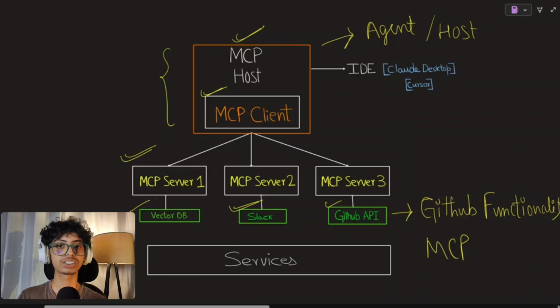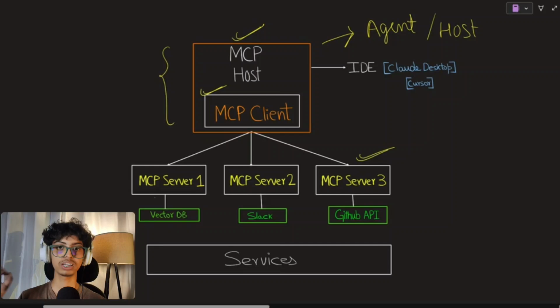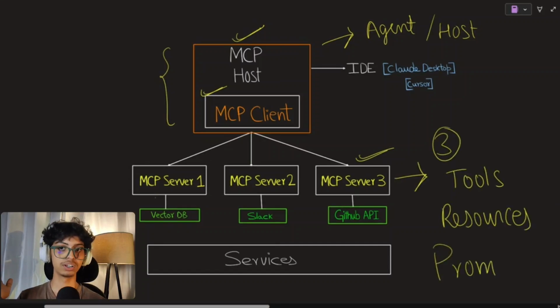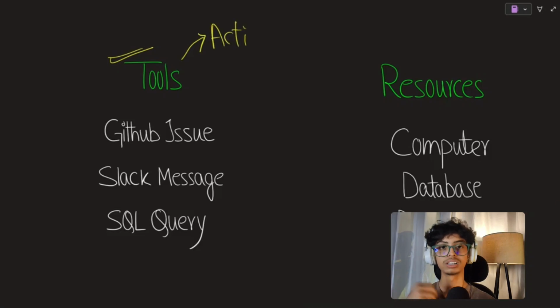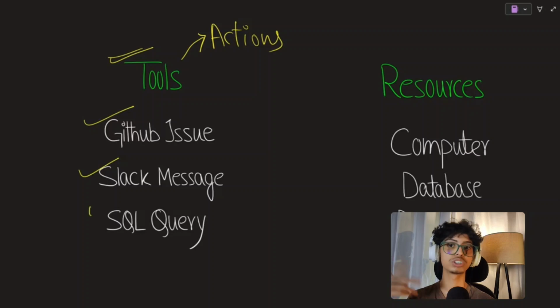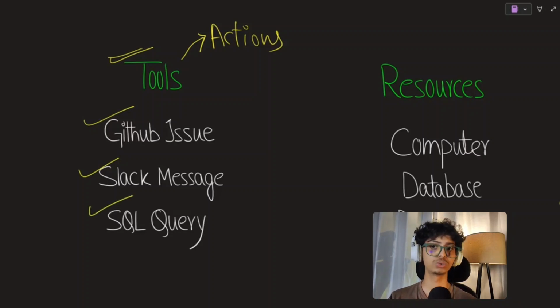Each server takes some tool and makes it available to any MCP compatible agent. Now MCP servers can expose three types of things: tools, resources, prompts. So tools, these are actions your agent can take, like creating a GitHub issue, sending a Slack message, or running a SQL query. Anything that your agent can do, that is a tool.